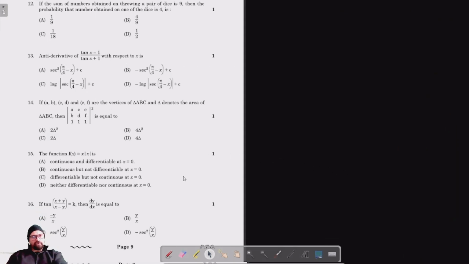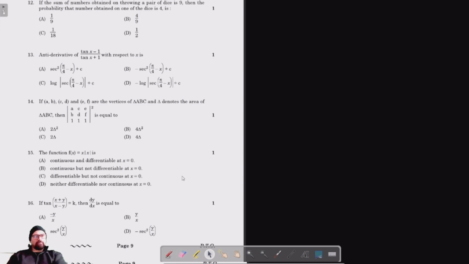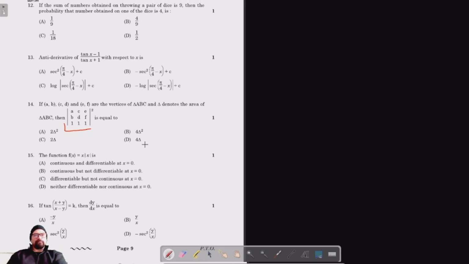Okay, for question number 14, it's given that if A comma B, C comma D, and E comma F are the vertices of a triangle, and if delta denotes the area of the triangle, then what is the square of this determinant? This is equal to what? 2 delta square, or 4 delta square, or 2 delta, or 4 delta square.